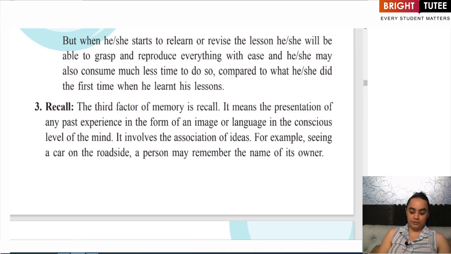Now the third factor of memory is recall, the major head of recall. So what does recall mean? The presentation of whatever past experiences you have had. Let's say you go to a place after 10 years. You were born in some town, and now that you are 15 years of age, you go back to the same town again. Since you've spent a considerable amount of time in that town, you are going to be able to recall the place.